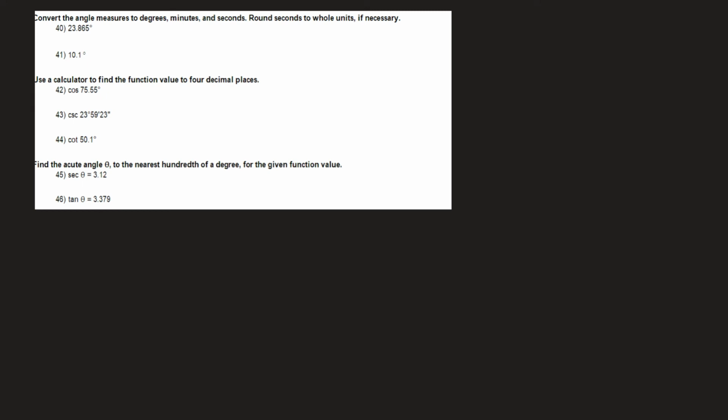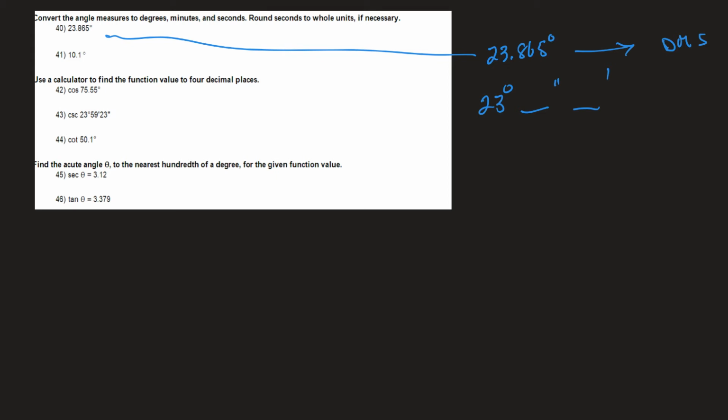Okay, here's a couple other questions. Well, I can do one of these. This is where you go backwards. So this time I've got 23.865 degrees, and they want to convert that to DMS. So I've got to have like 23 degrees, something minutes, something seconds.